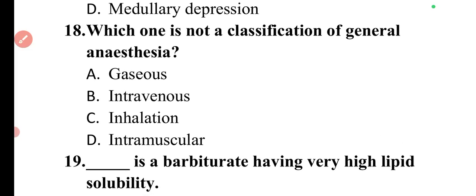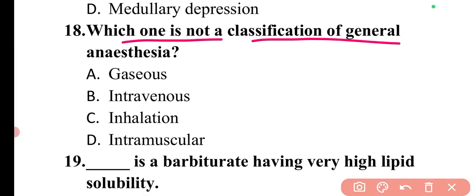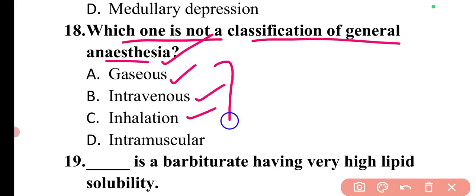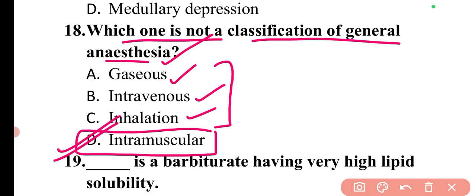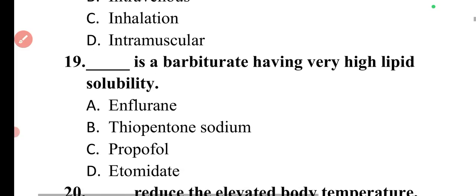Next question is, which one is not a classification of general anesthesia? So we need to identify which is not a classification of general anesthesia. So we have seen gaseous, intravenous, inhalational. These are the three main important classes of general anesthesia. Different drugs will be there. But intramuscular is not any class of general anesthesia. So here option D will be the correct answer.